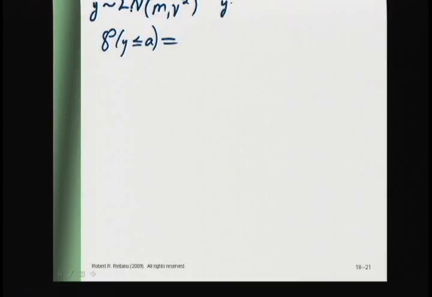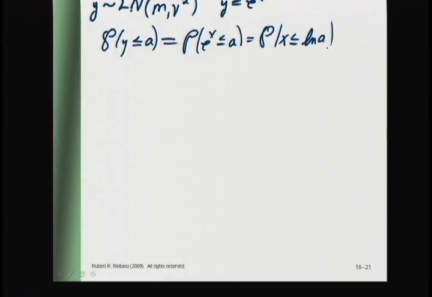So why is that? Let's imagine that y is log normal, and it has parameters m and v squared. So what's the probability that y is less than or equal to a? Well, by definition, y is equal to e to the x, right? So that's the probability that e to the x is less than or equal to a, which is the same as the probability that x is less than or equal to log a. Now, we're assuming x is normally distributed, so we can write this expression down.